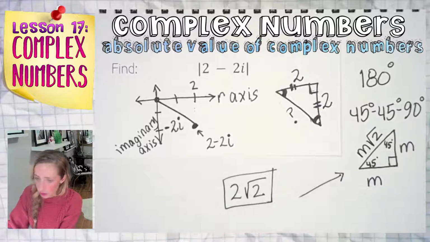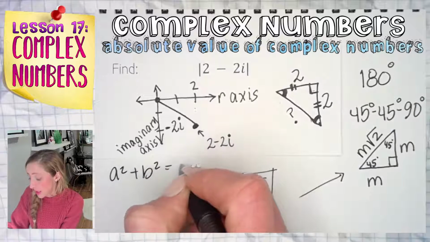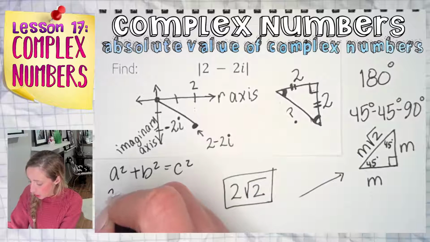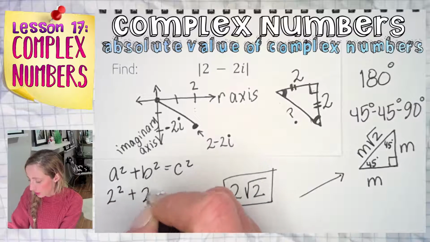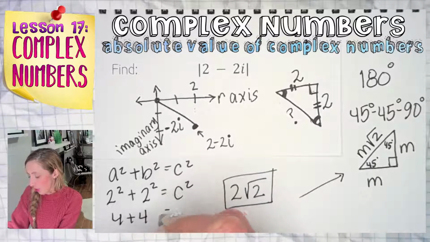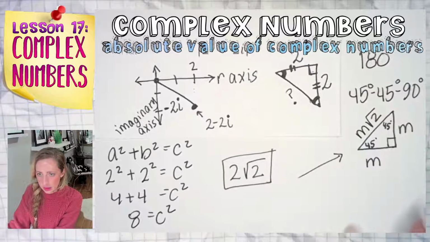We could still bust out good old Pythagorean theorem, right? A squared plus B squared equals C squared. You just get to that same answer in a different way. What would that look like? Well, you would have 2 squared plus 2 squared equals C squared. 4 plus 4 is C squared. 8 is C squared.